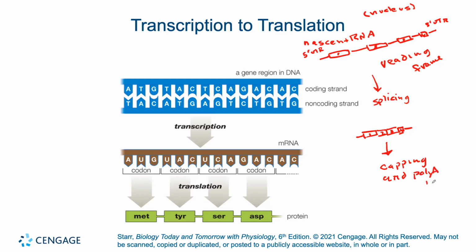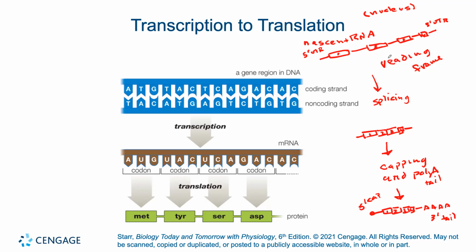PolyA tail. And then where do we end up? We end up with something that looks like this. We'll put the cap here like that, and we'll do 1, 2, 3, 4, and then another untranslated region, and then we've got the polyA tail coming off the end. This is the 5' cap. There's the 3' tail. And these little boxes that are stitched together contain the reading frame.